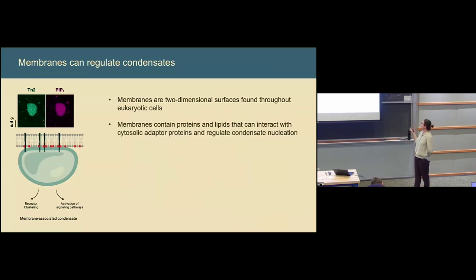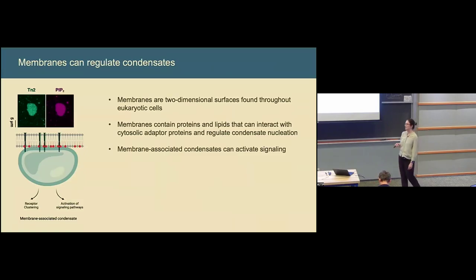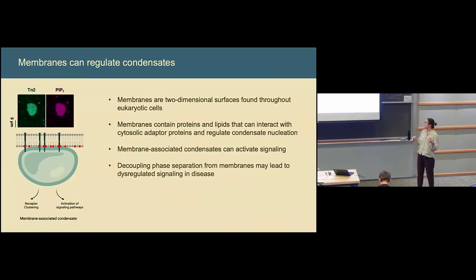Membranes contain both proteins and lipids, and both of these molecules can interact with cytosolic proteins that have some propensity to phase separate. So that gives the membrane this really great role of being able to regulate when and where condensates form. In our hands, membrane-associated condensates can activate signaling pathways, at least in the case of integrin. And decoupling phase separation from membranes may lead to dysregulated signaling in cancer. So you could imagine, not just cancer, but other diseases overexpressing a protein or mutating a protein to shift its phase separation propensity could decouple this membrane-regulated process.